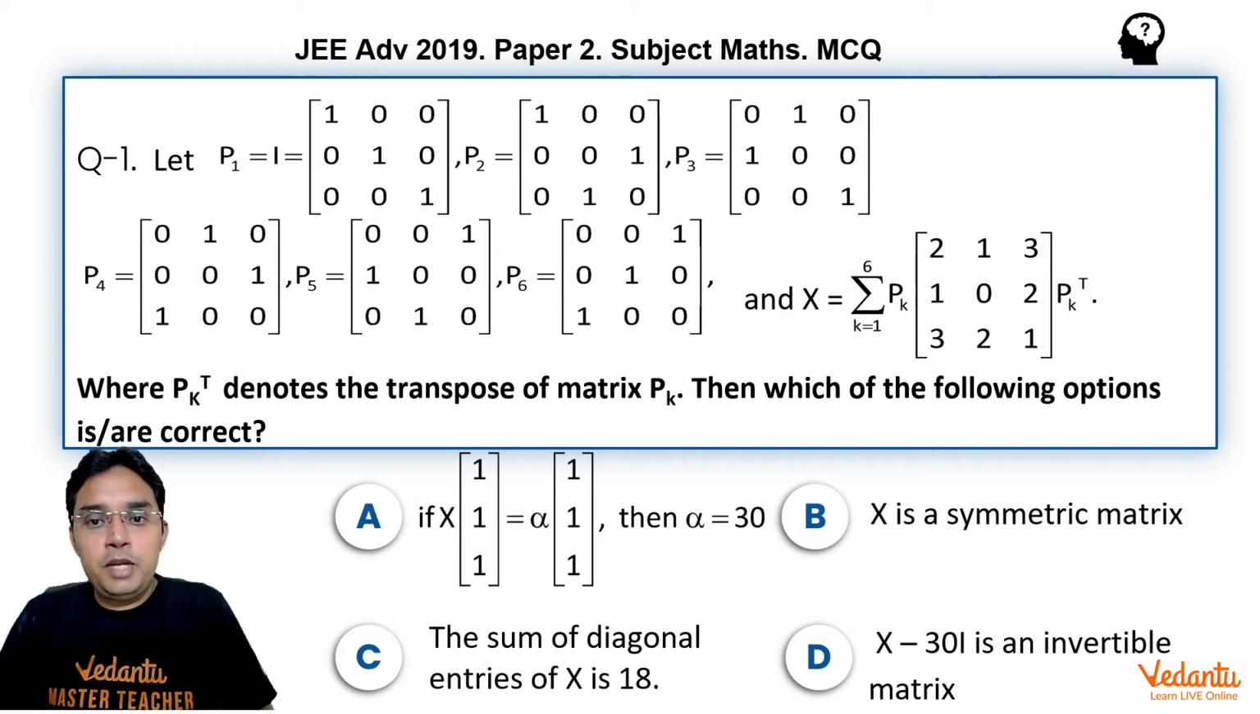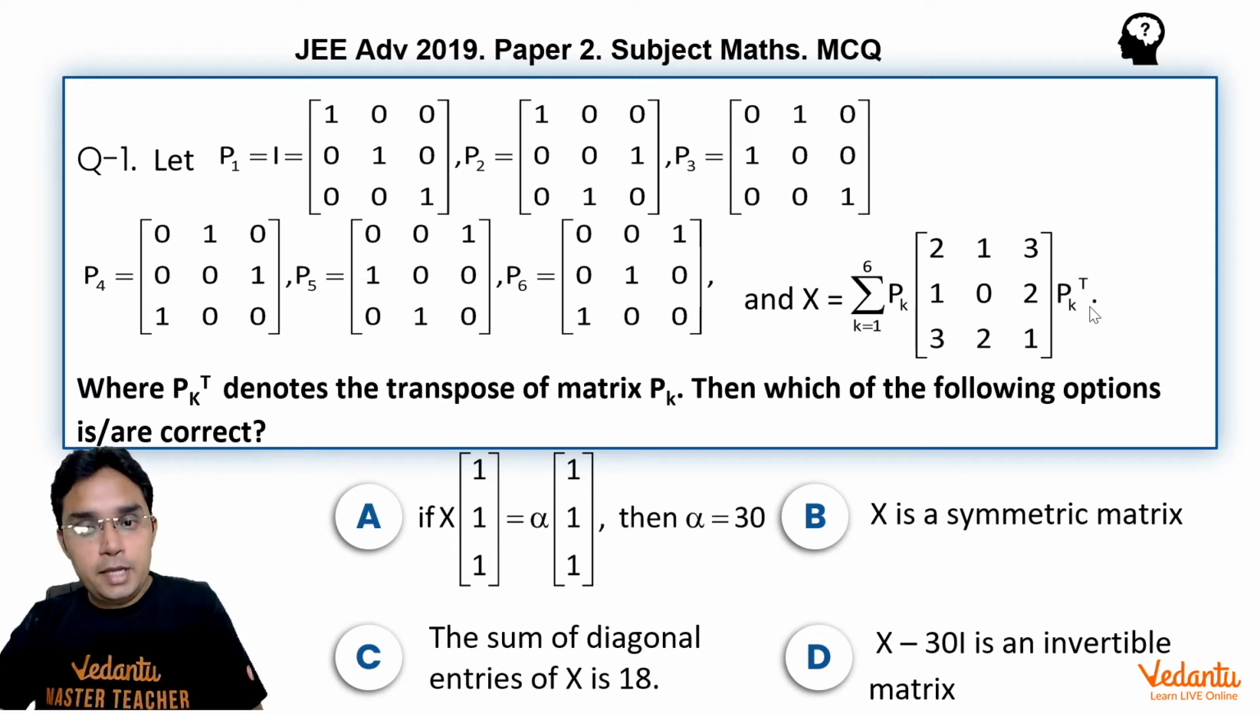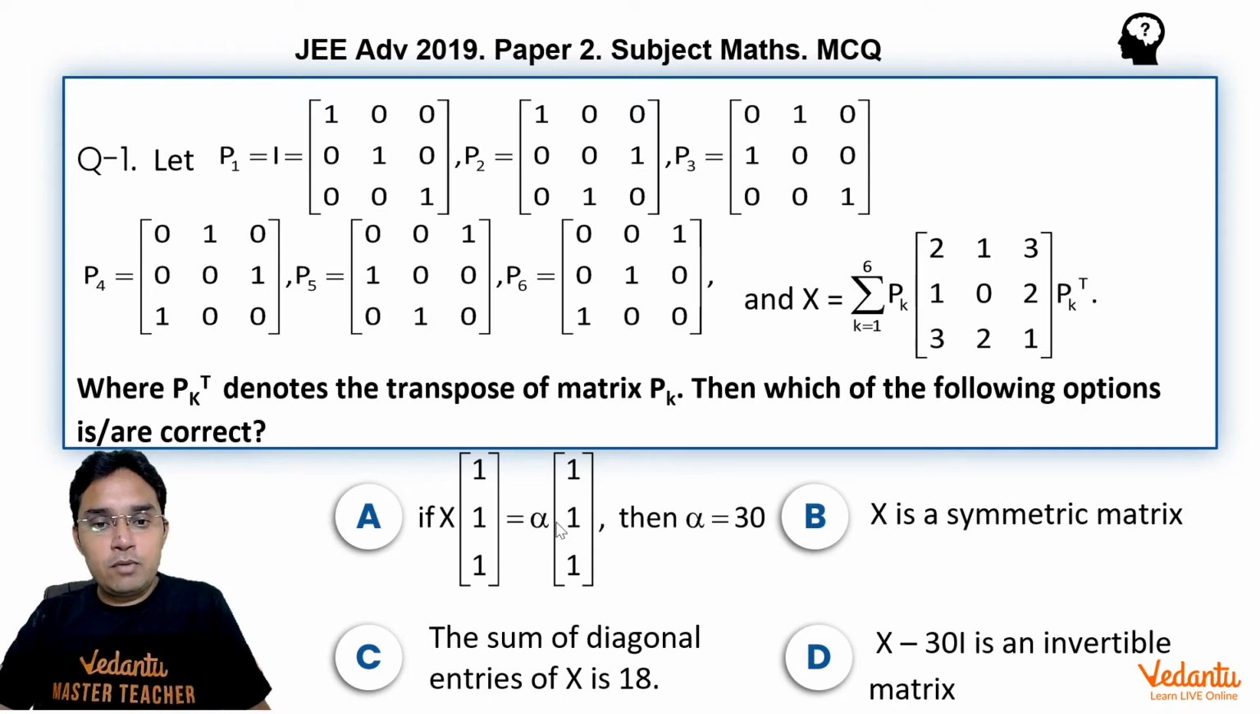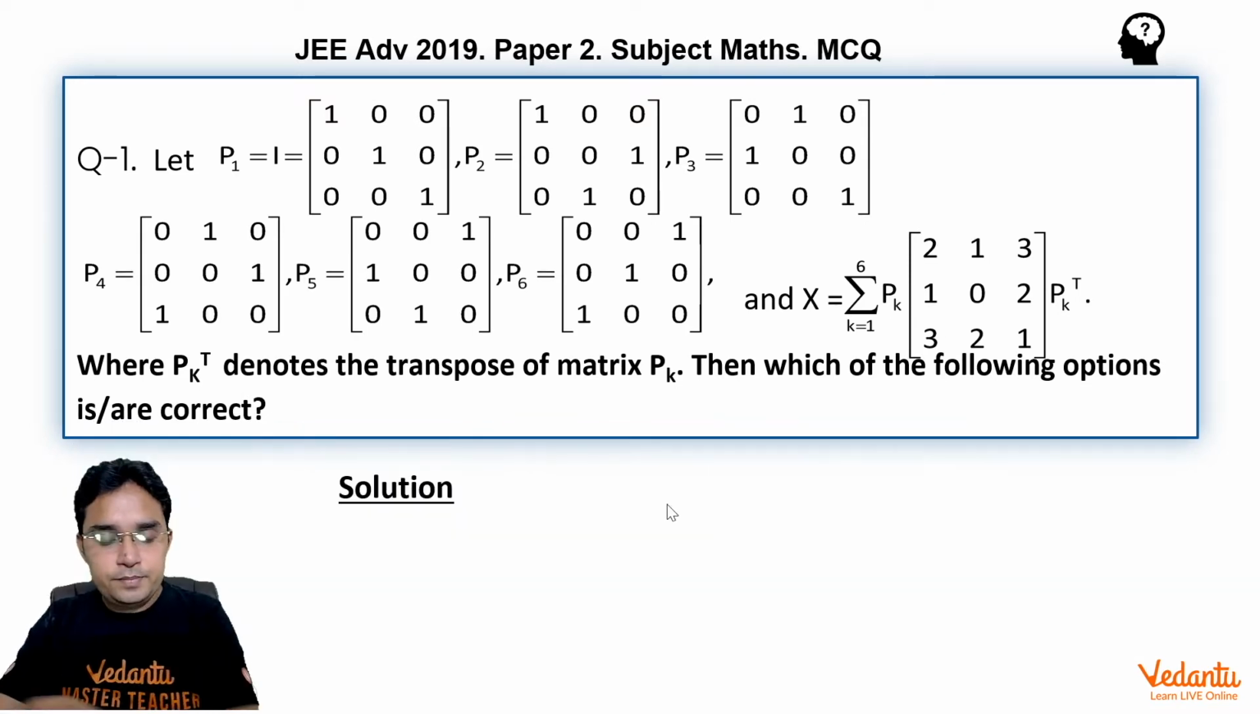Let P1, P2, P3, P4, P5, P6 be six 3 into 3 matrices and X is sigma of Pk into a 3 into 3 matrix into Pk transpose. Then we have to answer: if X into [1 1 1] is equal to alpha into [1 1 1], then alpha is 30. B, X is a symmetric matrix. C, the sum of diagonal entries of X is 18. D, X minus 30I is an invertible matrix. So let us solve this question.